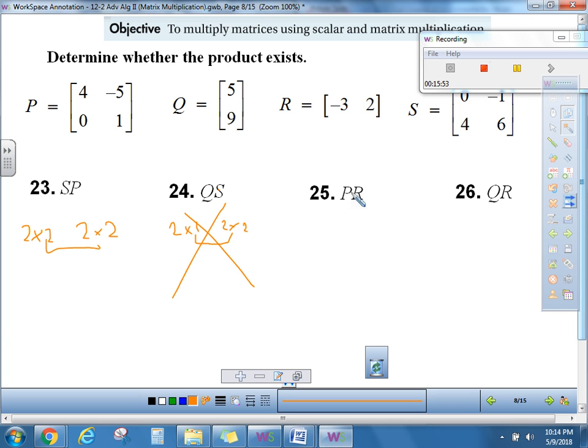Let's do one more. PR. So PR here, we have P is a 2 by 2. And R, we have a 1 row, 2 column, so 1 by 2. And we can tell already that the columns in the first and the rows in the second do not match. One's a 2, one's a 1. We cannot find a product. The product does not exist for that one either.